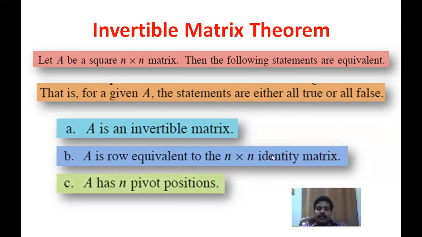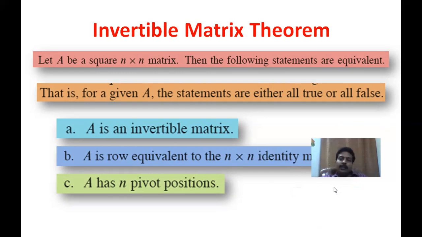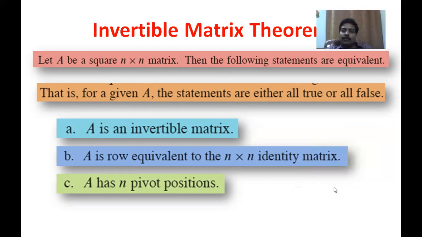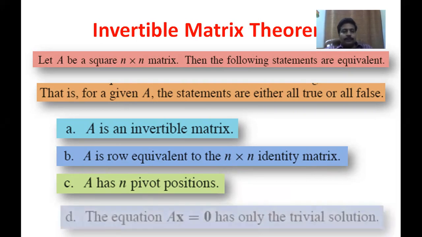Once the identity matrix is the row equivalent form of A, it has n pivot positions, since in the identity matrix all the columns are pivot columns. In an n by n identity matrix there will be n pivot columns and hence n pivot positions. And then the equation Ax equals O, the null matrix, has only the trivial solution.